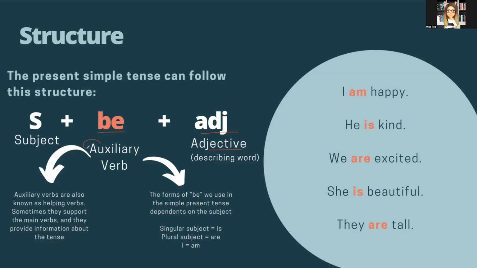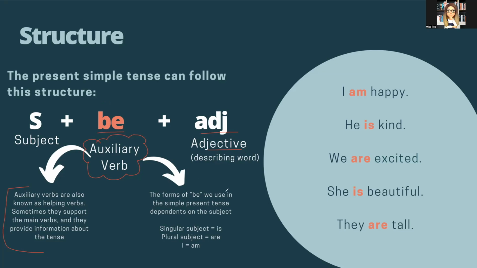And here we have, like I said, the auxiliary verb. Now, if you're not too sure about what the auxiliary verb is, have a look at this. Auxiliary verbs are also known as helping verbs. Sometimes they support the main verbs and they provide information about the tense. Depending on what form this takes, because be takes way different forms, it's an irregular word, so it takes many forms, and whatever it takes, it tells us what tense we are in.